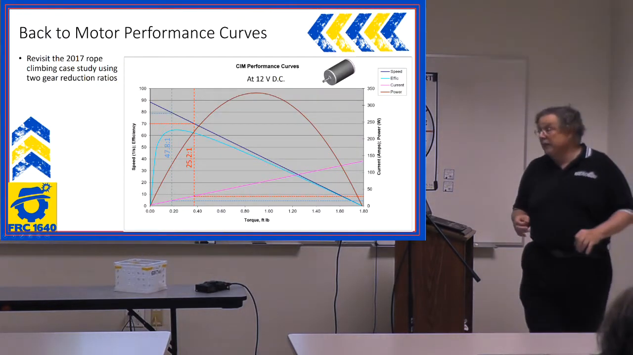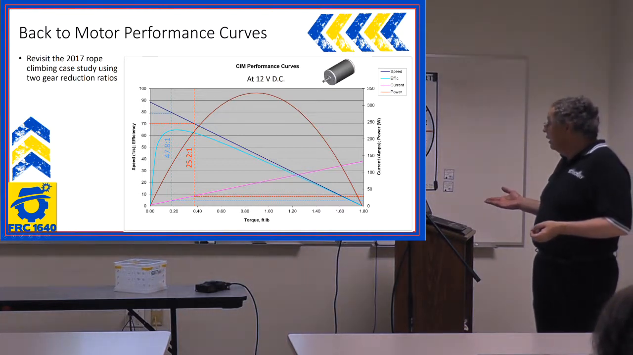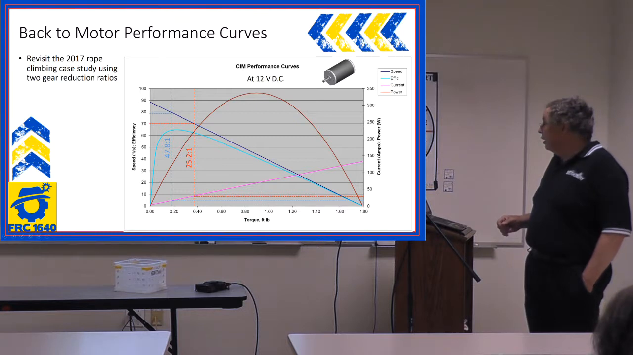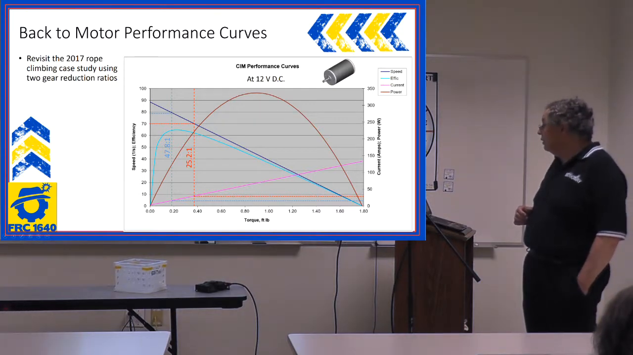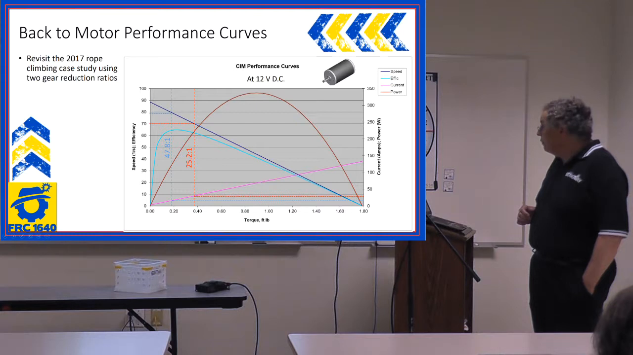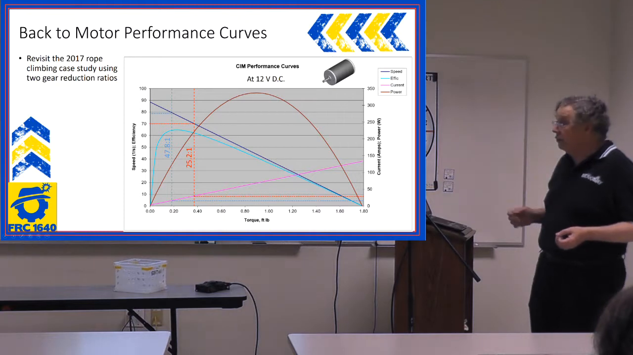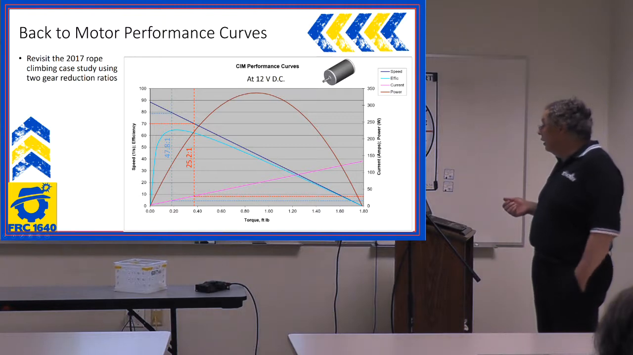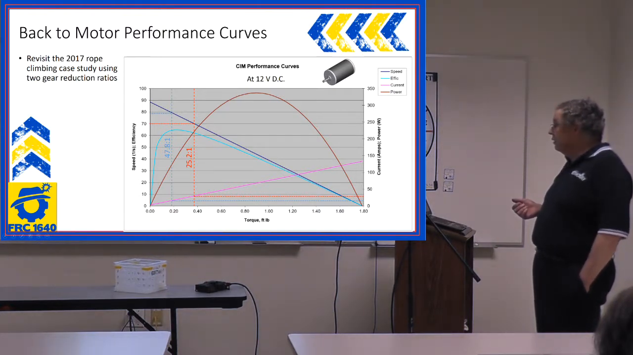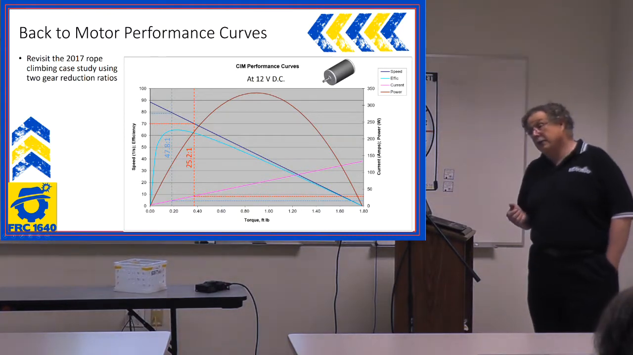Go back to the motor performance curve now that we know that we can use gearing, and I've got a couple of solutions. One of them is just about at the maximum efficiency, and that uses about a 48-to-1 reduction. And there's a reason why we have two of them up here. When we first built the robot, we started with a 48-to-1 reduction. It was very efficient. And then we changed it to a more aggressive 25-to-1 reduction because we wanted to climb faster.